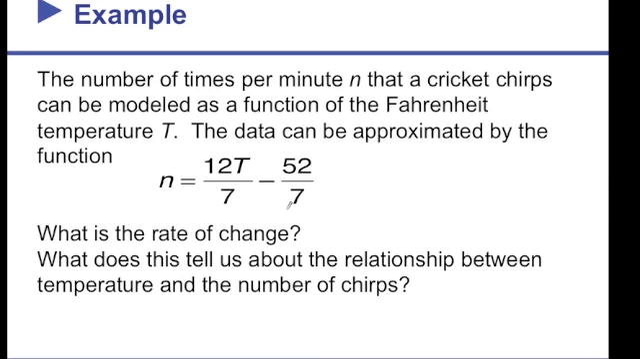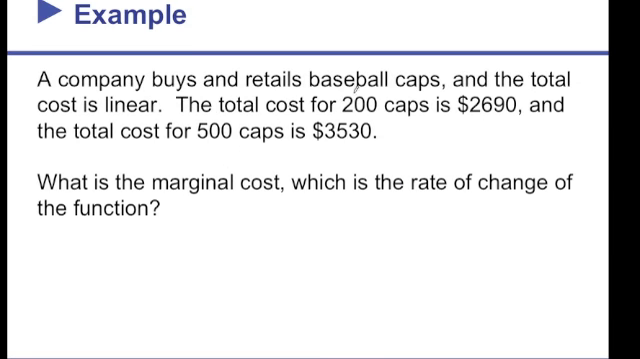What is the rate of change? Rate of change is the slope. So the slope here is 12/7. It's what's times the x. Just get used to x and y's being represented by different letters. What does this tell about the relationship between the temperature and the number of chirps? Well, that looks to me like the higher the temperature, the more chirps.